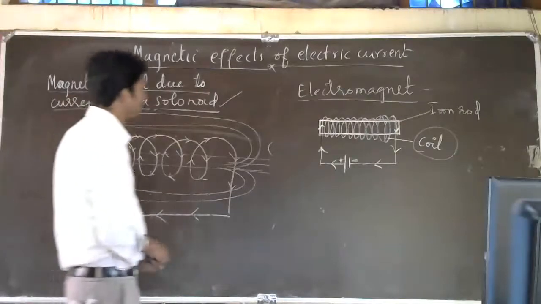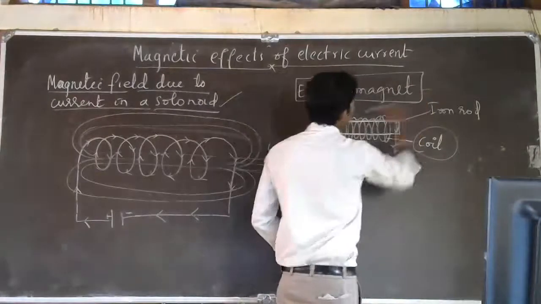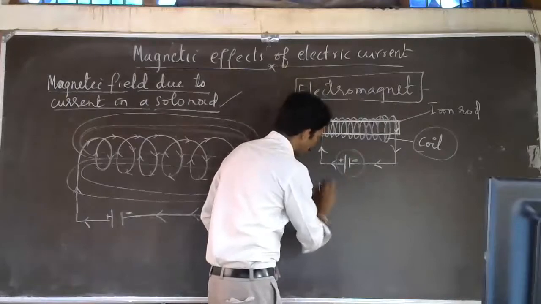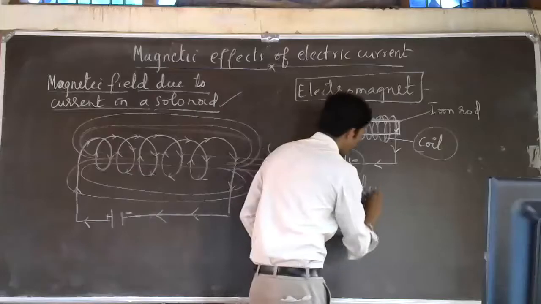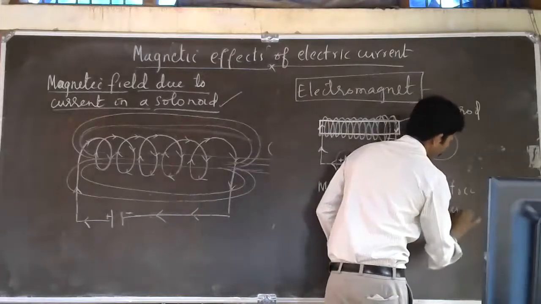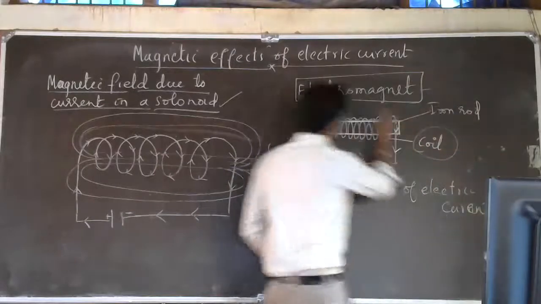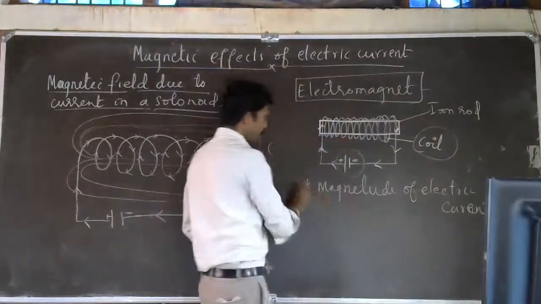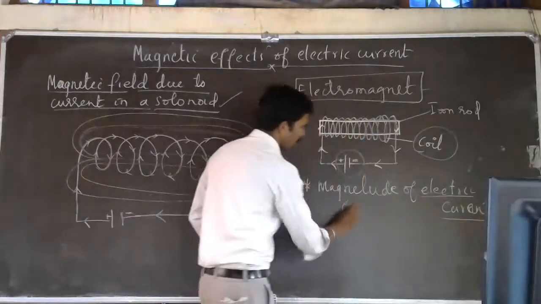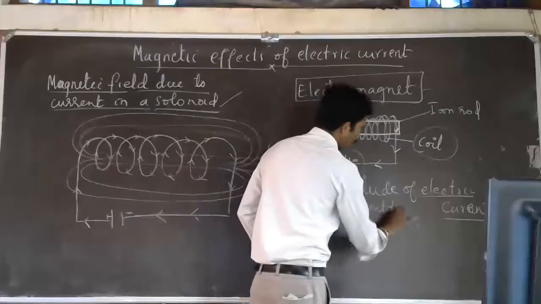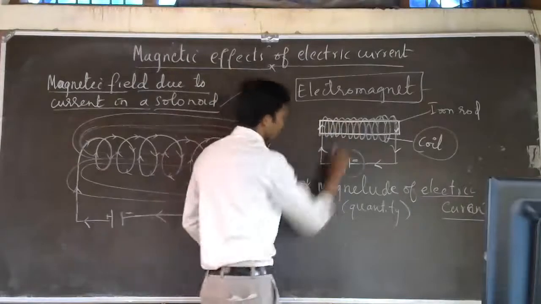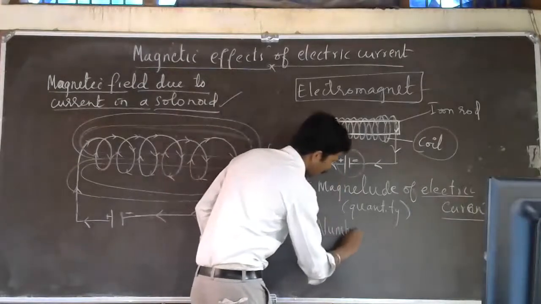See, usually the strength of the magnet depends on the magnitude of electric current. The strength of the magnetic field depends on the magnitude of electric current. Magnitude in the sense, quantity of electric current. And also, it depends on the number of turnings.